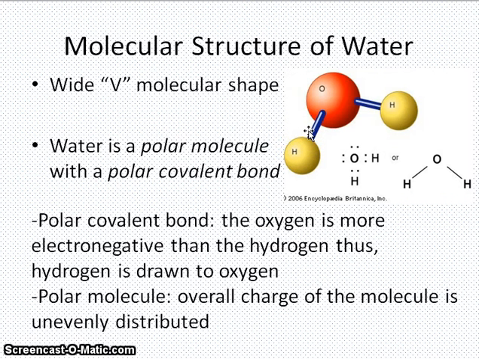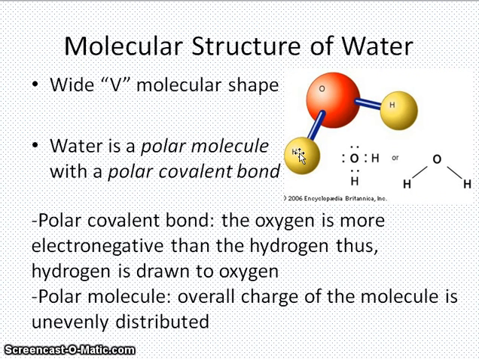The polar covalent bond means that the oxygen is more electronegative than the hydrogen. So hydrogen is drawn to oxygen. Hydrogen has a slight positive charge, whereas oxygen has a slight negative charge. So that makes it polar because of that opposites attract kind of thing.